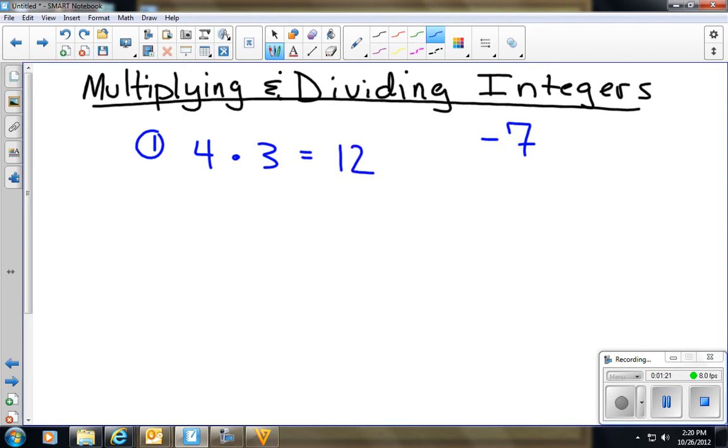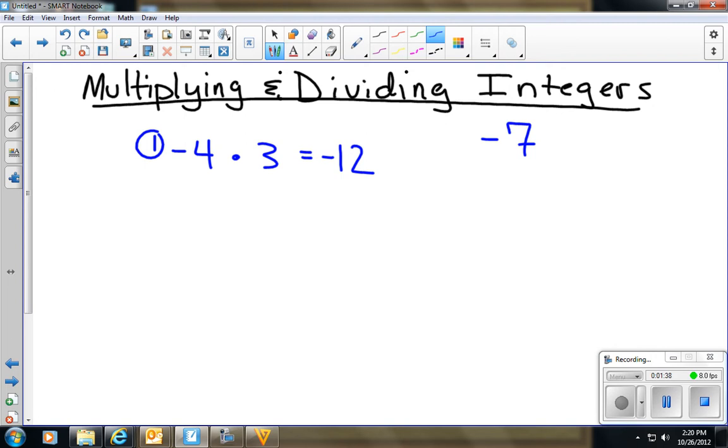But going back to this, if I have 4 times 3, we learned previously that this would equal 12. Now, if I was to make this a negative 4, now I'm going to say, well, if 4 times 3 is 12, then I have one negative sign. I know I'm going to take the opposite of that answer. So the opposite of 12 would then be negative 12.